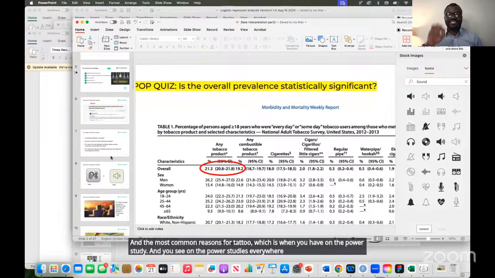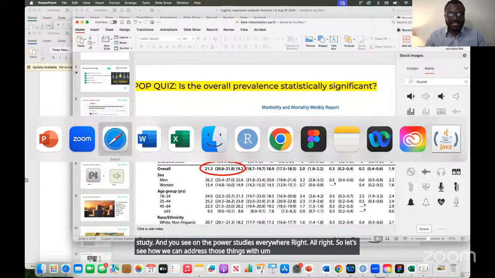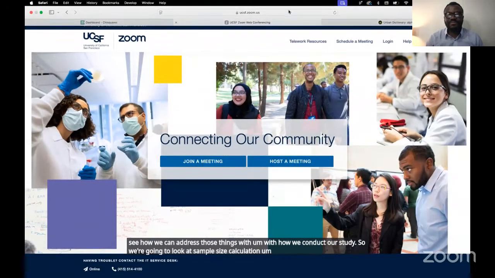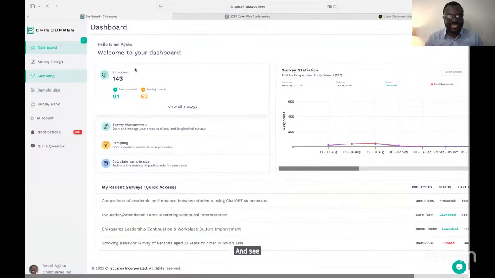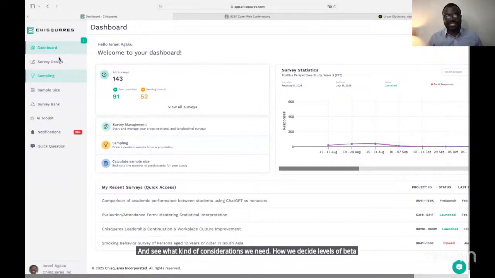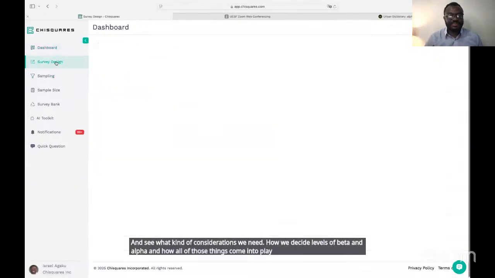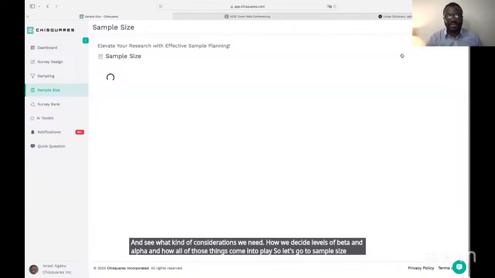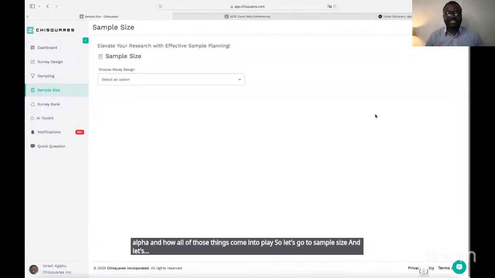All right, so let's see how we can address those things with how we conduct our study. So we're going to look at sample size calculation and see what kind of considerations we need, how we decide levels of beta and alpha, and how all of those things come into play. So let's go to sample size, and let's select sample size.